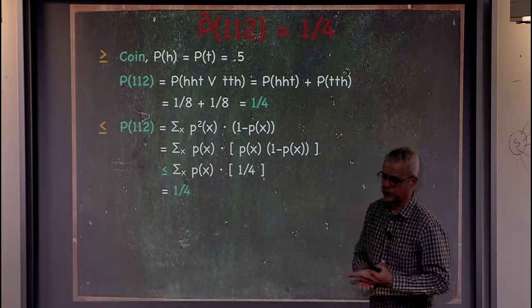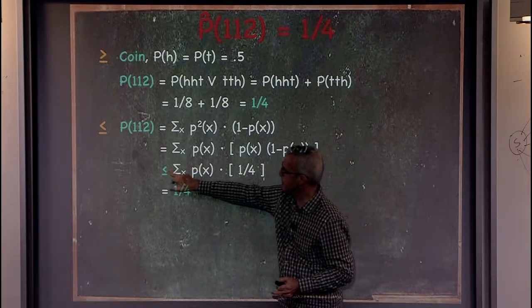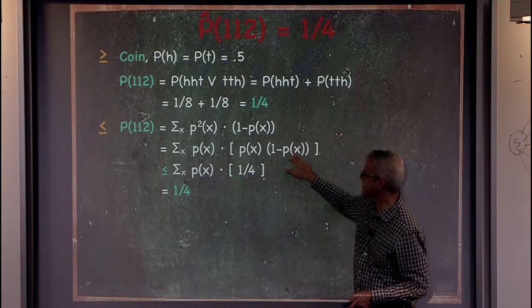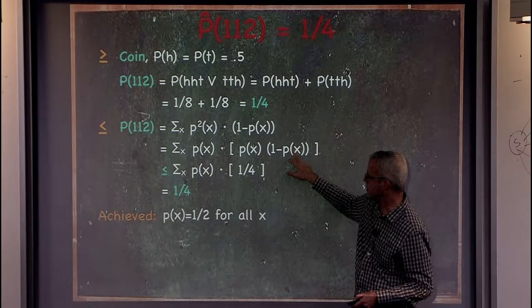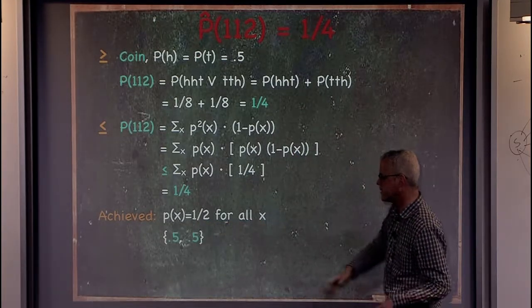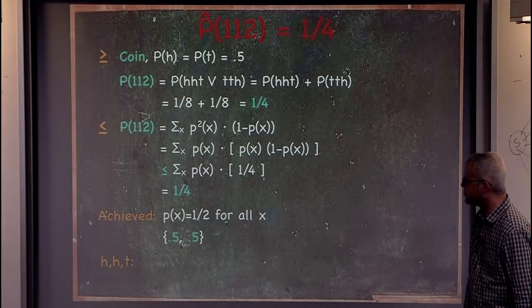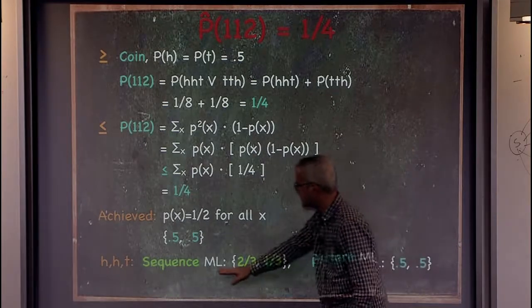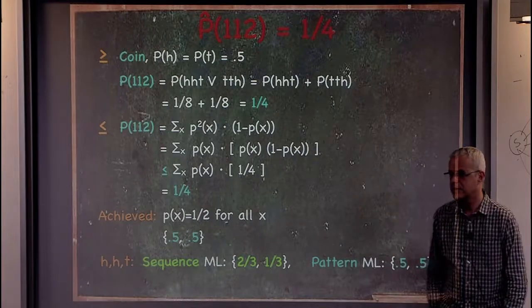Which distribution achieves it? Because we want to find the distribution that achieves it. To achieve it, you need to get equality here. So you need p of x times 1 minus p of x to be a quarter for every x. So you need p of x to be half for every x. So it's this distribution over 2 elements, 0.5, 0.5. So what we see is that for heads and tails, sequence maximum likelihood tells you 2/3, 1/3. Pattern maximum likelihood tells you half, half.